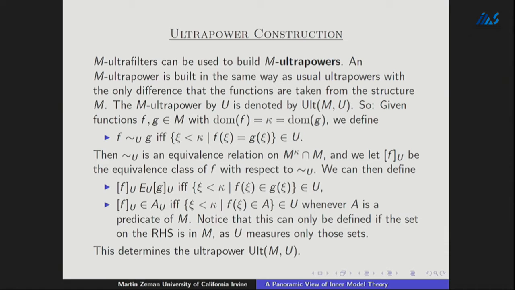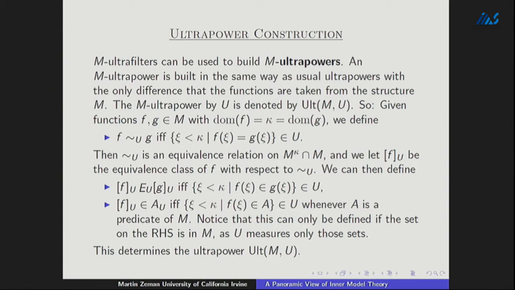So that's a question which is done not in M, but if you add M as a predicate, it could be decidable in that richer structure. Everything goes through, as with usual ultrapowers. You can define the membership relation, and this is an important thing. If your structure also has some predicate on it, then you can also define the predicate of the ultrapower.